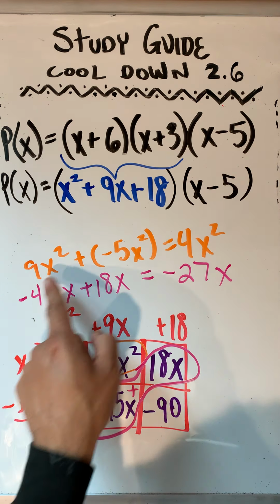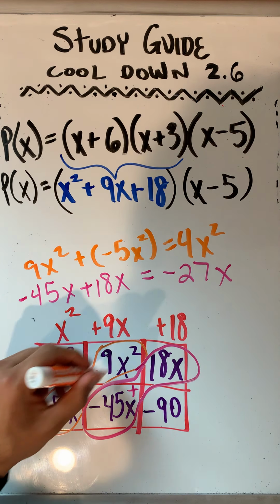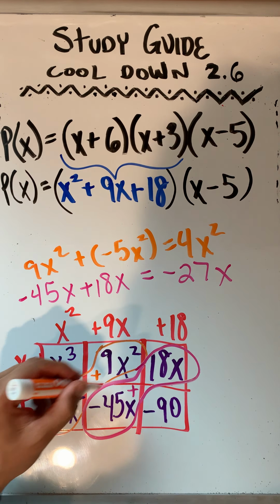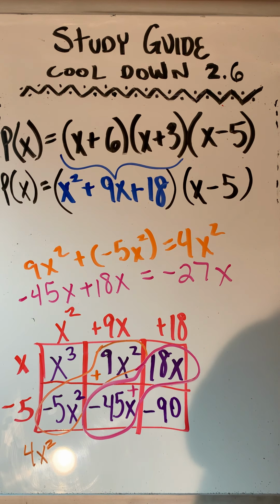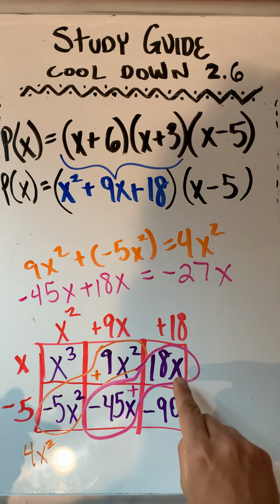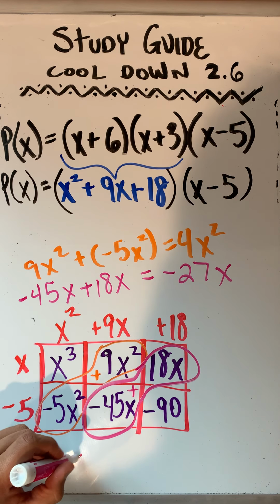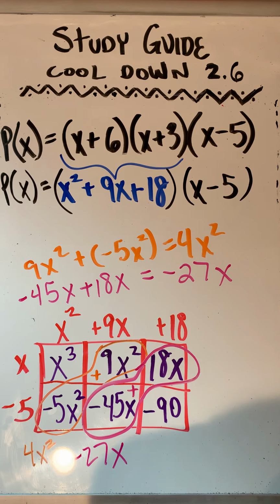So I'm going to write these, because I'm going to erase this right now. I'm going to write these values right here. So these two like terms, which are x squared like terms, gave me 4x squared. And these two like terms, which are negative 45x and 18x, gave me negative 27x. And there's the math right there. But I do have to erase it to provide space for myself.